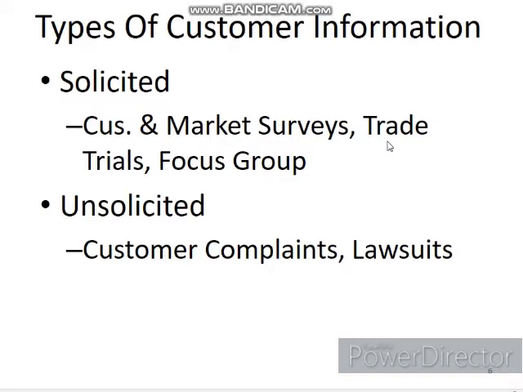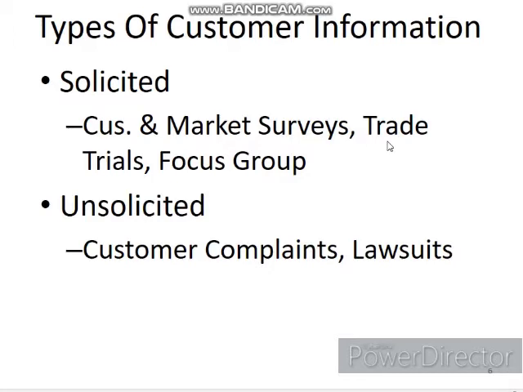For example, there are many of these activities happening in online sales. For example, if you buy something through Amazon, and so on and so forth. Sometimes you are offered a free product, but you need to give feedback on the performance of the particular product, what you like or dislike, and so on and so forth. So that's an example of trade trials.